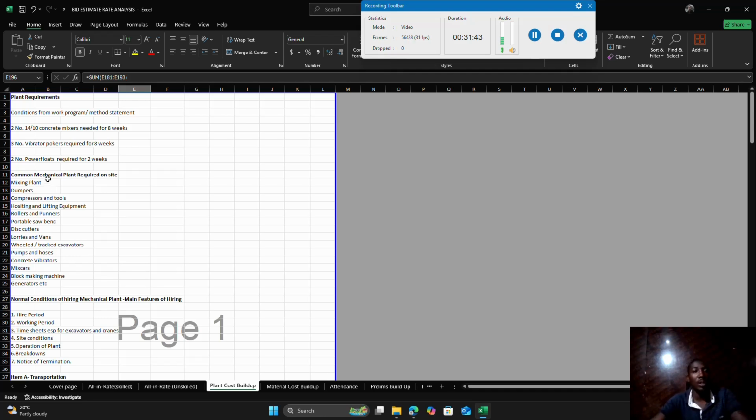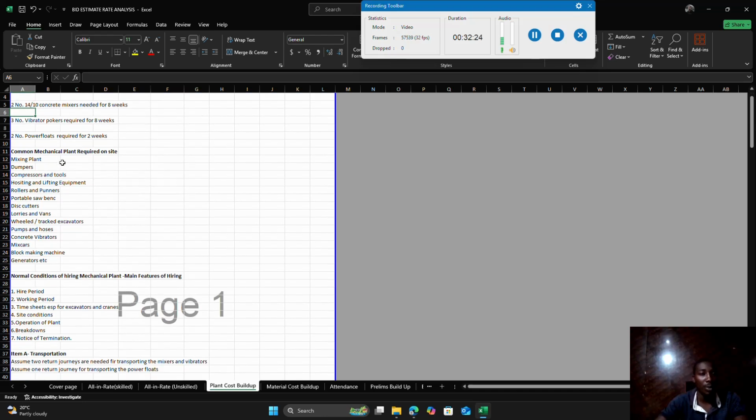So we can stretch this to look at how we can estimate for plant. Usually for plant, we have plant requirements, so machines, conditions from the work program. We get this from the work program because we know we are going to be casting for 2 weeks, carrying out this operation, and it requires this particular machine. For example, according to my programming, if I have to cast this volume for this slab, I need two number 1410 concrete mixers. 1410 is the production rate for the concrete mixers needed for 8 weeks. Three number poker vibrators, two number power floats required for 2 weeks.